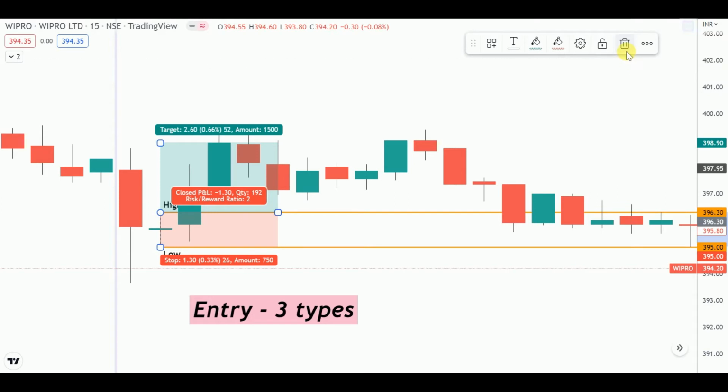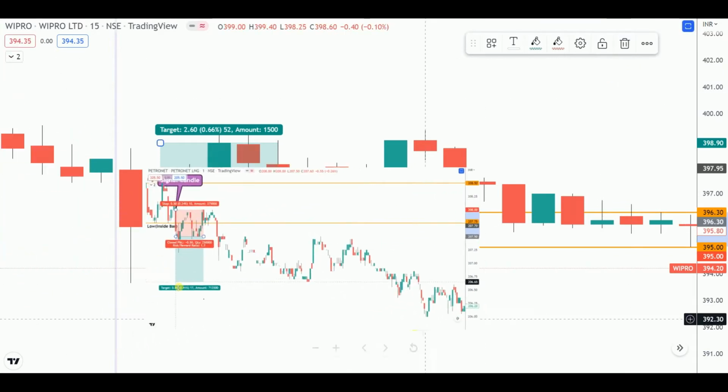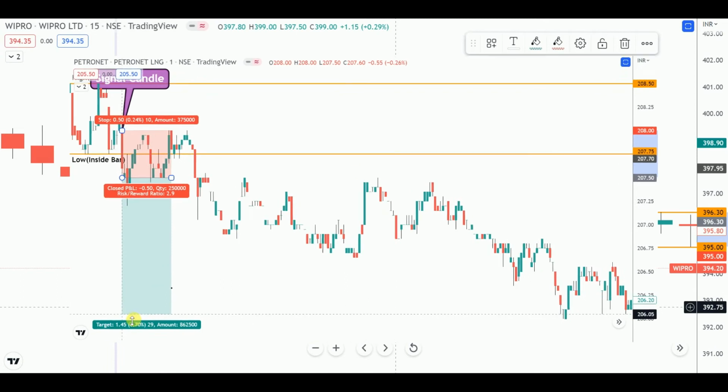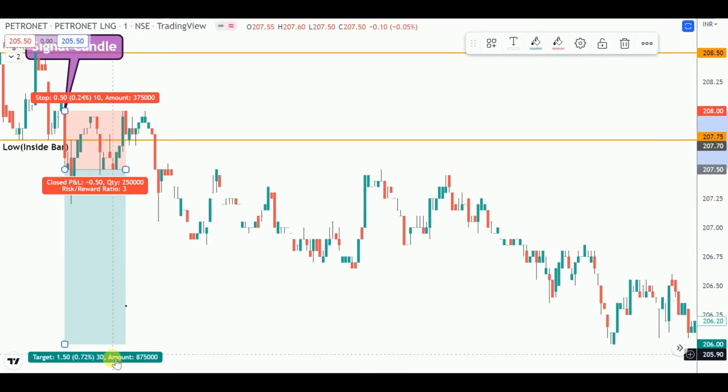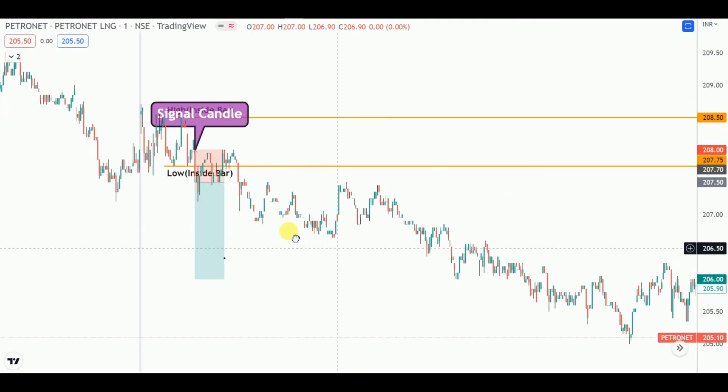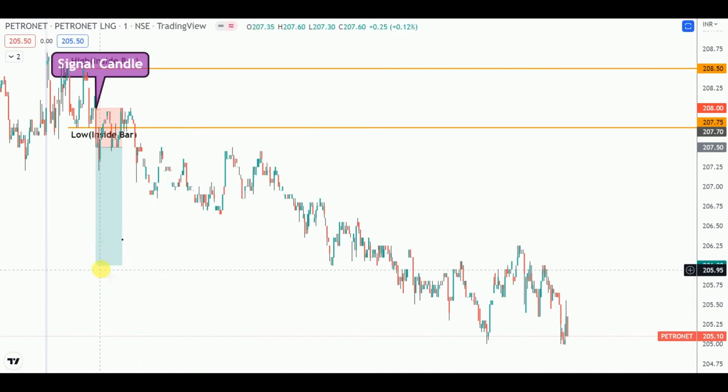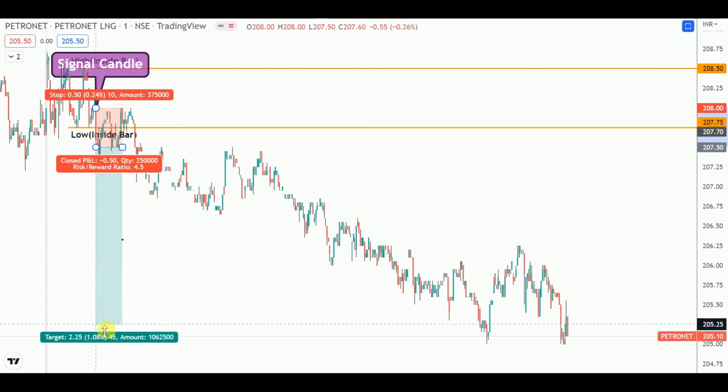We are also going to look at one more entry method, which is the type 3 entry. It is a very optimized entry, and that will be on the 1 minute time frame, which can give us a risk to reward varying from 1:5 to 1:10 or 1:20 as well.